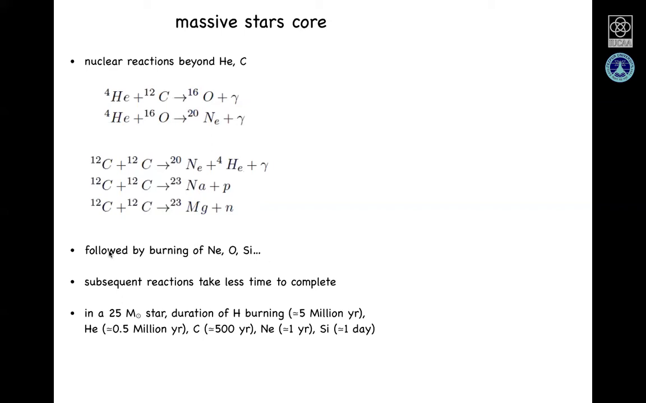And to give you an example, if you take a 25 solar mass star, the duration of hydrogen burning is about 5 million years. Helium burns in 500,000 years. Carbon is burned, all of the carbon is exhausted in 500 years. Neon in 1 year, and all the silicon is exhausted in 1 day. Okay, so the temperatures are increasing, the nuclear reaction rates are increasing, and it's like the nuclear reaction is devouring itself, you know, and producing all these heavier and heavier elements.